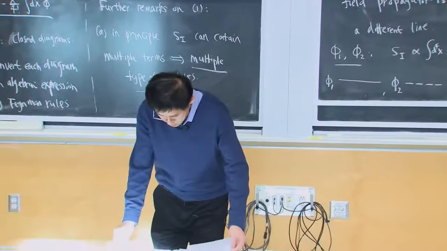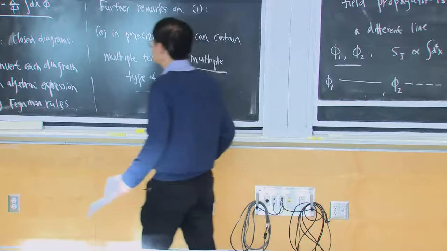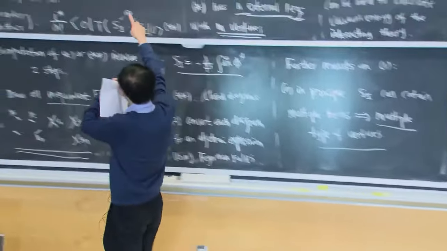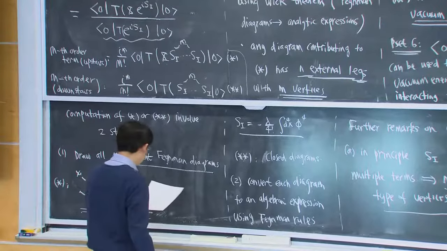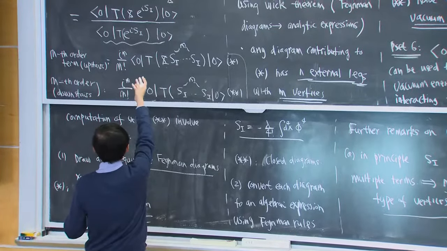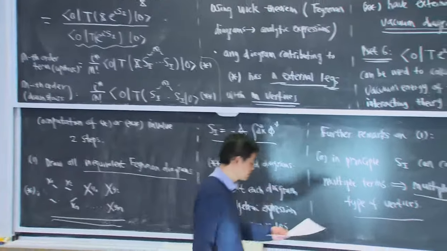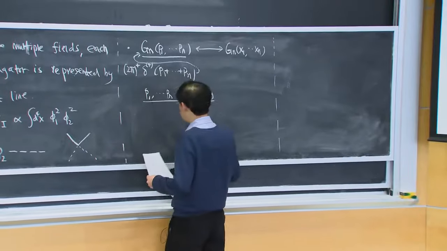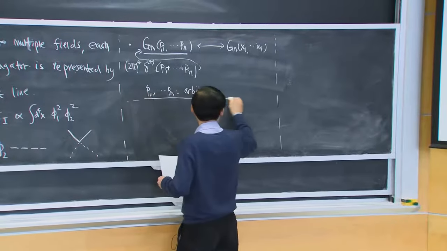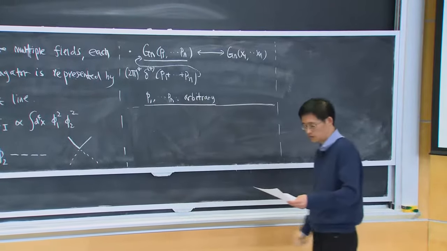Good. So in practice, now we have a way to calculate the diagram for both upstairs and downstairs. And now we just do the expansion. Then let me summarize the example we did last time, now only using diagrams, okay?